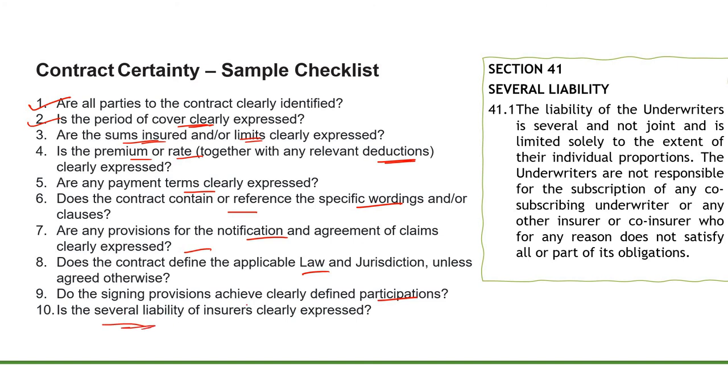Now, what is this several liability clause, right? I picked up this particular cutout from the binder agreement itself. It says that the liability of the underwriter is several and not joint, and is limited solely to the extent of the individual proportion. The underwriters are not responsible for the subscription of any co-subscribing underwriter or any other insurer or co-insurer who for any reason does not satisfy all or part of its obligation. So several liability says that I am responsible for only my part of the business.